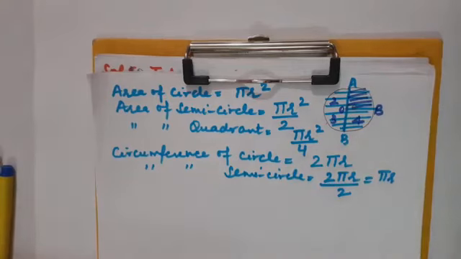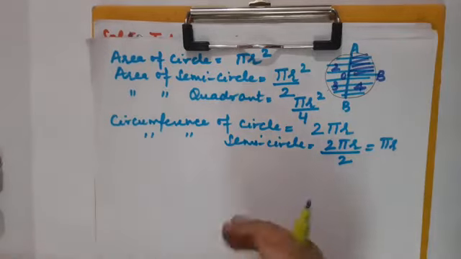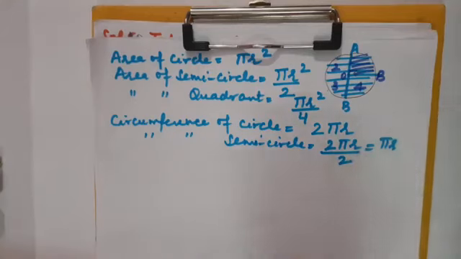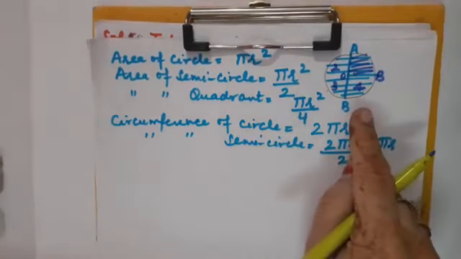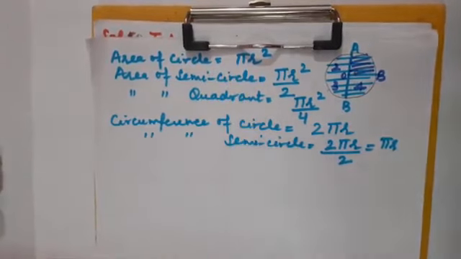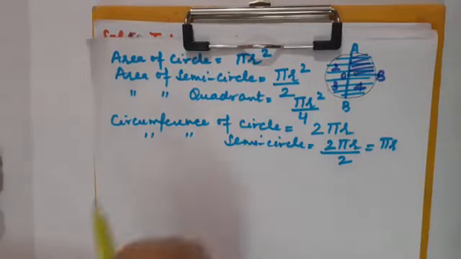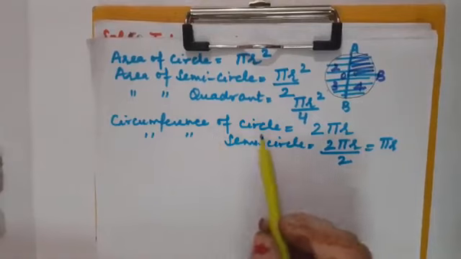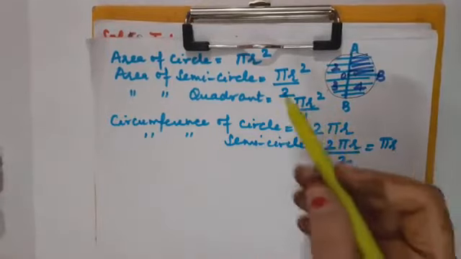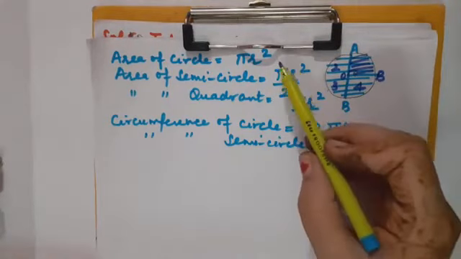Correct, children? Basically for these formulae there is no derivation, but definitely through activities it will be taught when you are taught lab manuals. Fine. Otherwise, children, you know how the area of the circle was derived through activity. How did we calculate the circumference of the circle through activity? That you know very well. This is very simple.